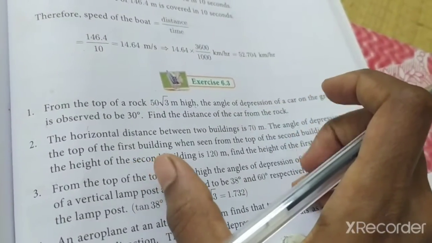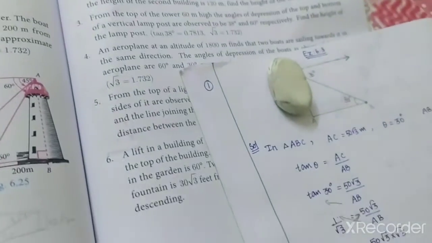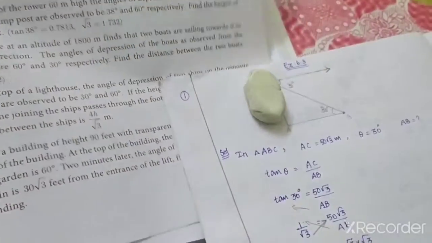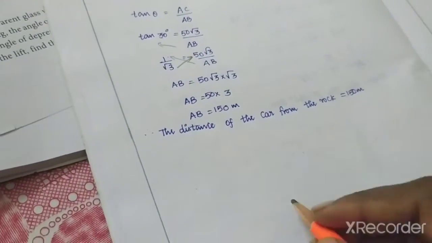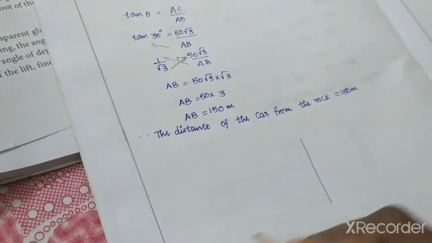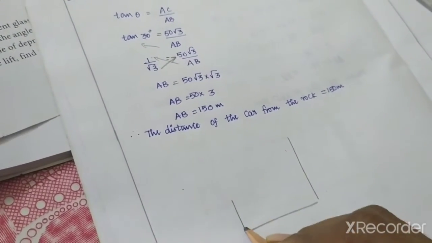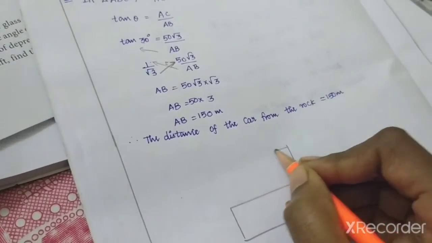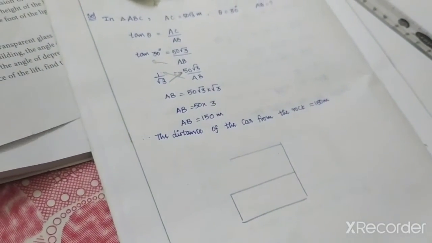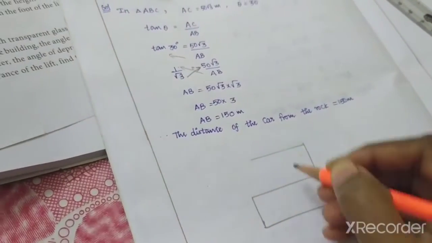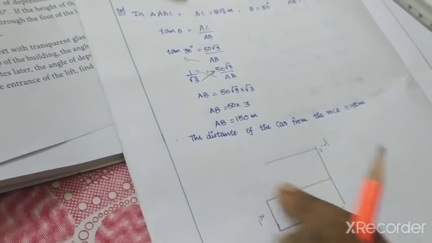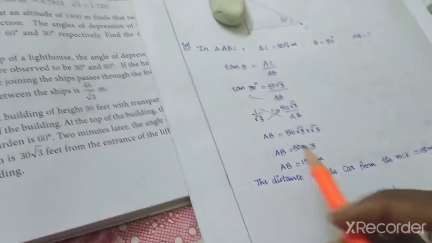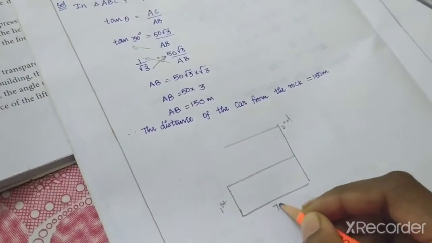Then the second question: the horizontal distance to the building is 70 meters. Whose horizontal distance? We are having two buildings, like this. First and second building. So this is the first building, this is the second building. They mention the distance between them is 70 meters.